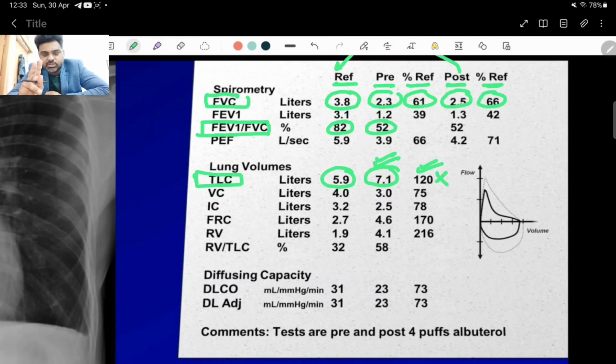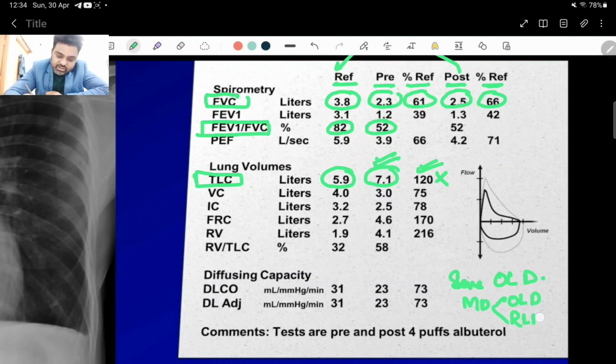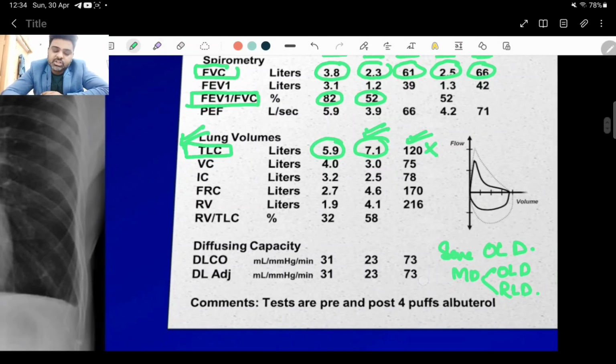So we were having two options. One was severe obstructive lung disease, and second was a mixed disorder, that means obstructive lung disease and restrictive lung disease. So by seeing the TLC, we have confirmed that this patient does not have a restrictive lung disease. That means it does not have a mixed disorder. So this patient has a severe obstructive lung disease.